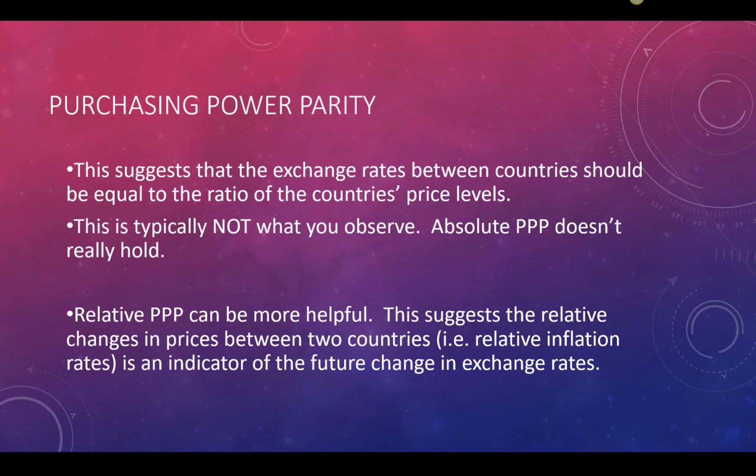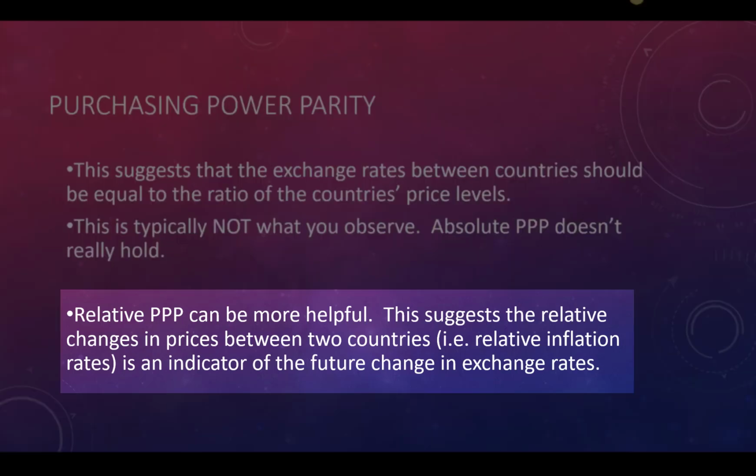So that's what purchasing power parity is suggesting. We have this basket of goods in two different places, and we equate the exchange rates by the price that it costs in each of those respective countries. Now, this is not what you typically observe. Absolute purchasing power parity does not really hold. If you test it empirically across time, it's not really a good measure. But relative purchasing power parity can be a bit more helpful. This notion suggests that the relative changes in prices between two countries, that is to say the relative inflation rates between these two countries, is a good indicator of the future change in exchange rates.